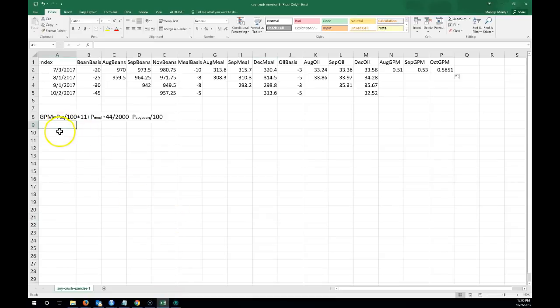So let's come over here and write number 2. Buy soybean, let's say buy August soybean. Sell August oil, sell August meal. Those are the trades we should make in the futures market to hedge this August gross processing margin.